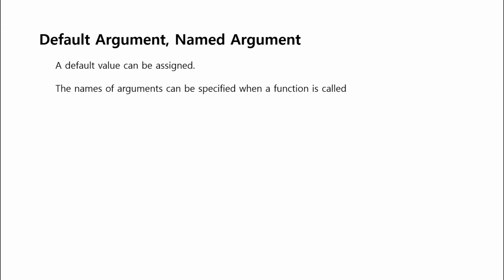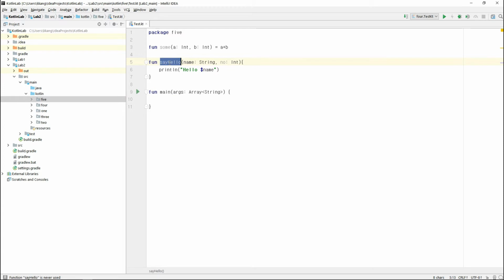It's called named argument. Here we have the sayHello function, which has two parameters and prints out some strings in its body. What if there are no values for these parameters when the function is called? We can set some default value for it.